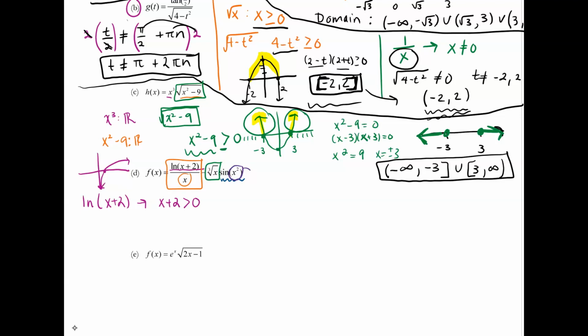Okay, so if x plus 2 must be greater than 0, subtract that 2 from both sides, and x must be greater than negative 2. So that is the first thing we know about our domain. All right, we said the polynomial x alone doesn't have a domain restriction, but because it's in the denominator, x cannot be 0.